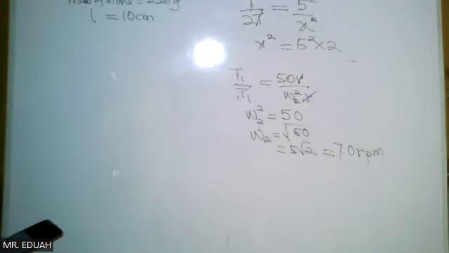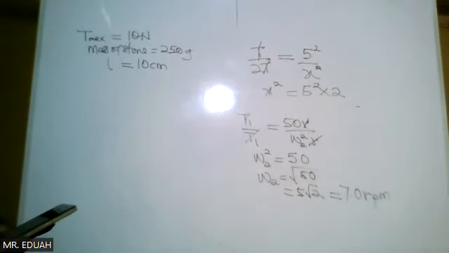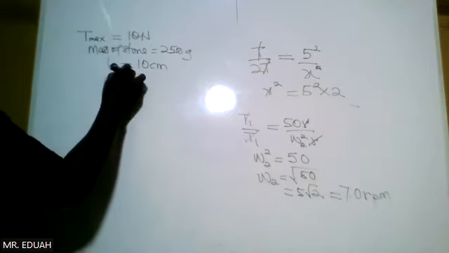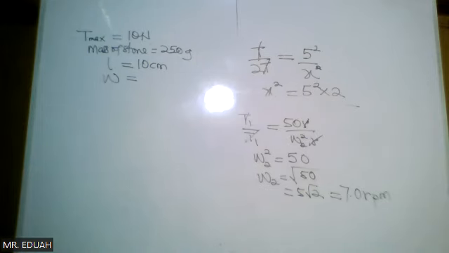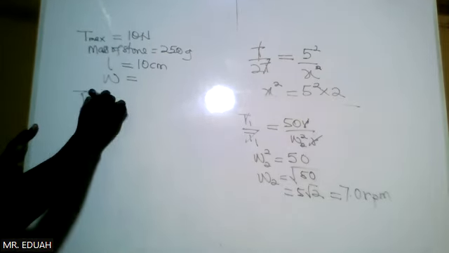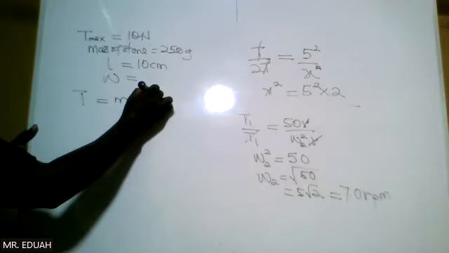It's rotated in a horizontal circle. The maximum angular velocity of rotation can be, so we are looking for the maximum angular velocity. Okay, so still T is equal to m omega squared r.